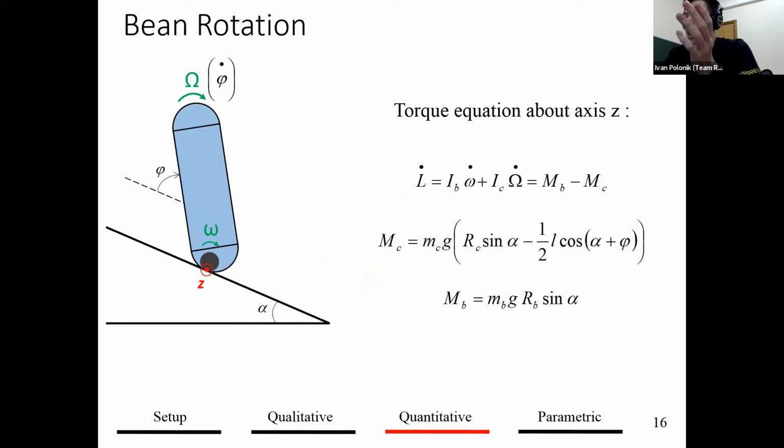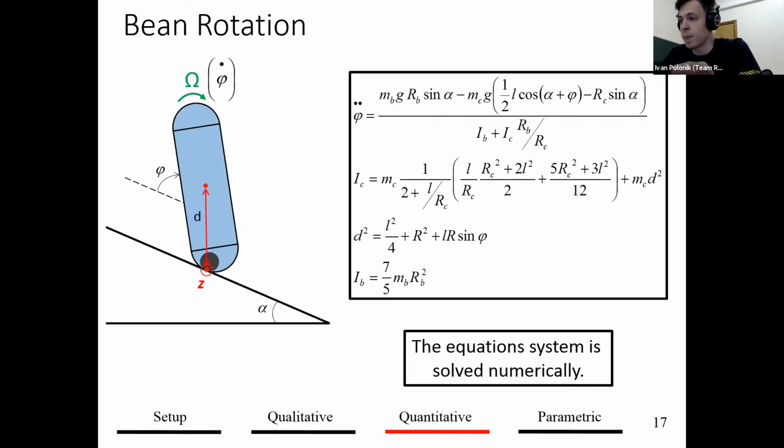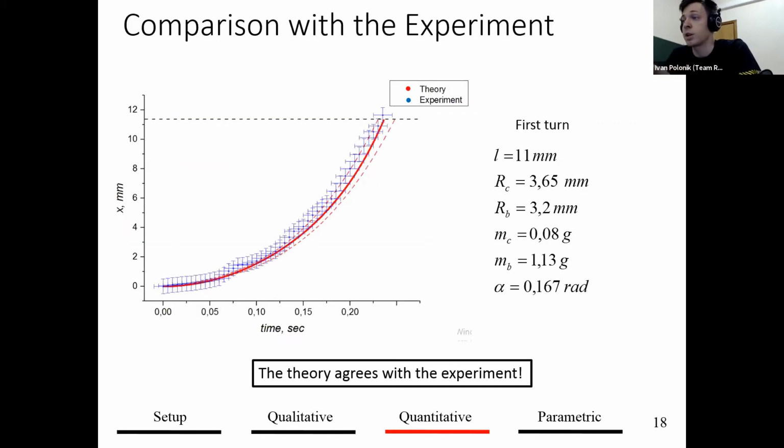capsule rotations. So the last thing to explain the ball rotation is to write the torque equation. We decided to write it about the z-axis. And on this frame, you may see a system of differential equations, which is solved numerically, and you may see a comparison between theory and experiment. As you can see, our theory of beam rotation predicts the motion of the system pretty well.